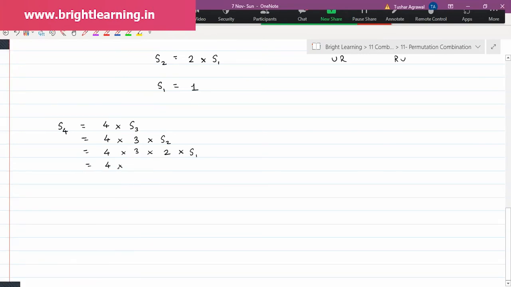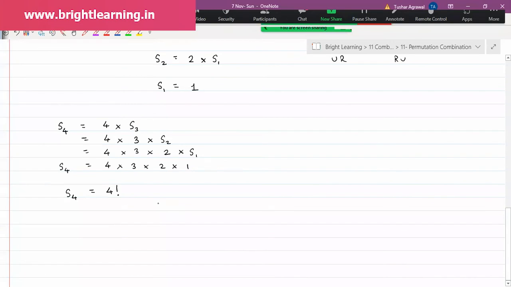This is the first part I'm explaining, that's why I'm doing it in so much detail. Next, we will not do it in so much detail. So S4 will be equal to 4 factorial. Do you get this thing?